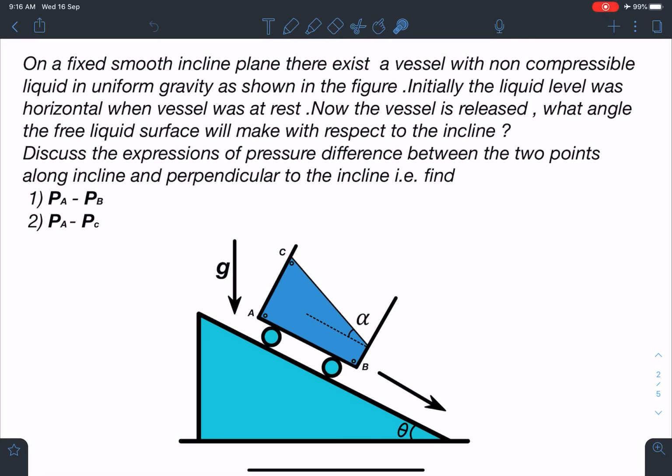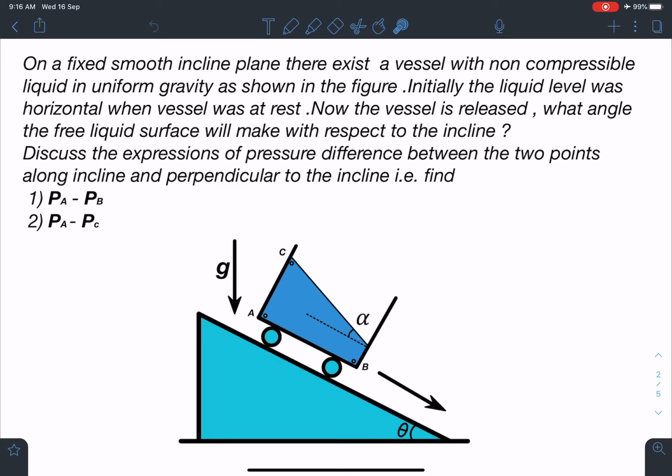This is Nitin here, and today again I have come with a very interesting and very conceptual problem. So here is the statement of this problem. On a fixed smooth inclined plane, there exists a vessel with non-compressible liquid in uniform gravity as shown in the figure. Initially the liquid level was horizontal when the vessel was at rest.